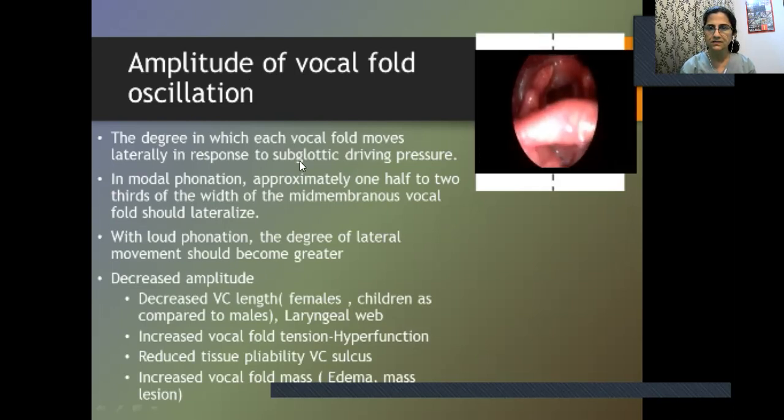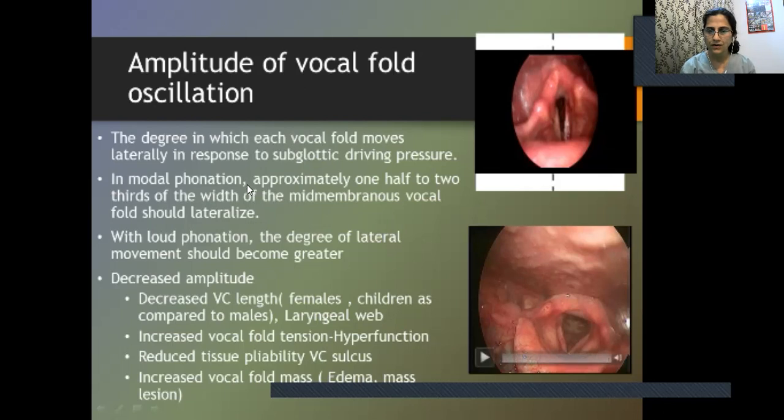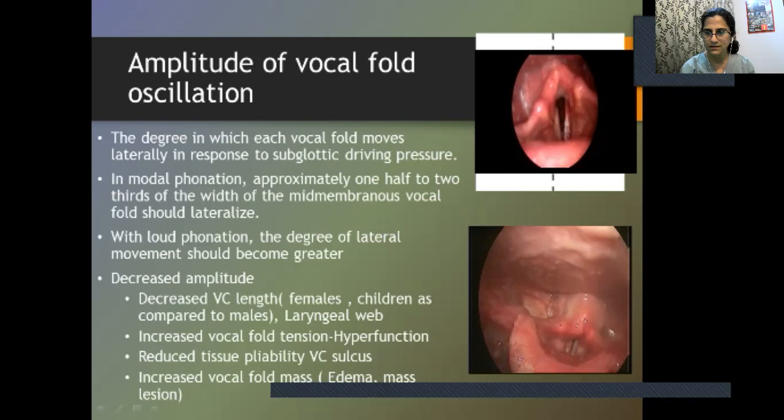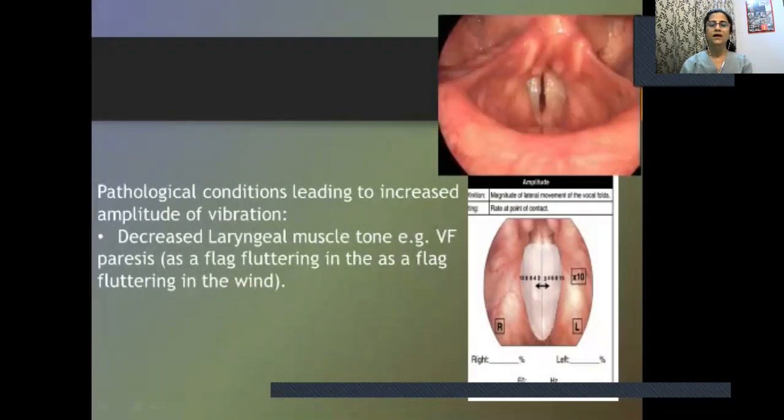So you can see a decrease in the amplitude when there is a lesion on the left vocal fold, and this was the case of scarring. You can see the absolute decrease in the amplitude of the vocal fold motion.